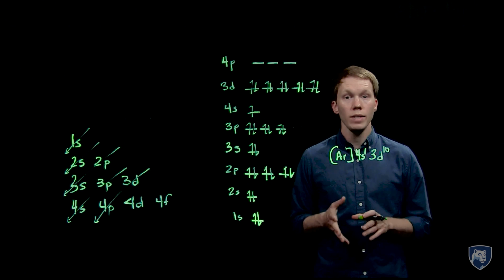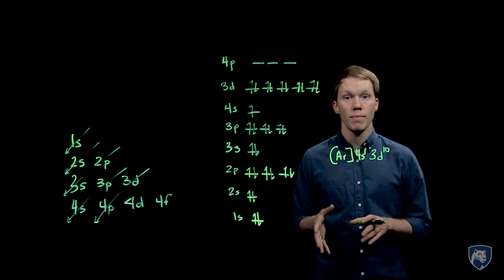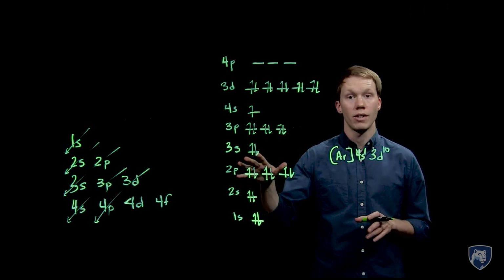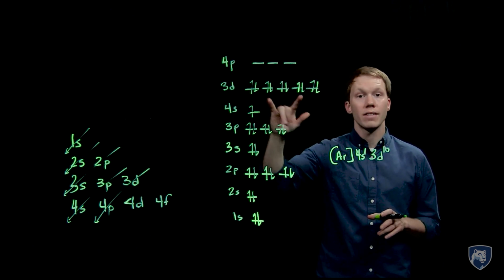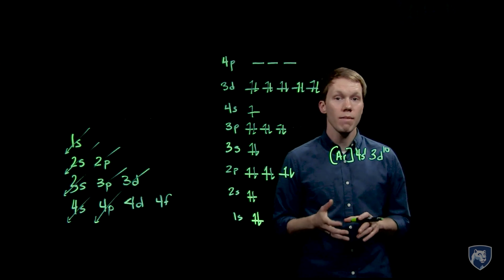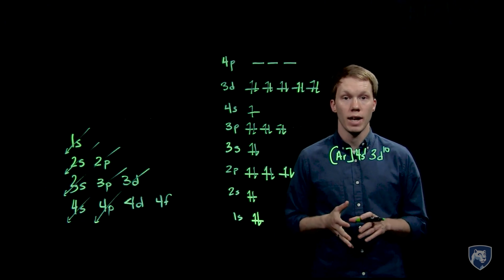These two elements are the only exceptions that you need to be familiar with when it comes to filling electrons in these orbital energy diagrams. We will come back to this idea of the added stability with half-filled and filled subshells when we look at some periodic trends.